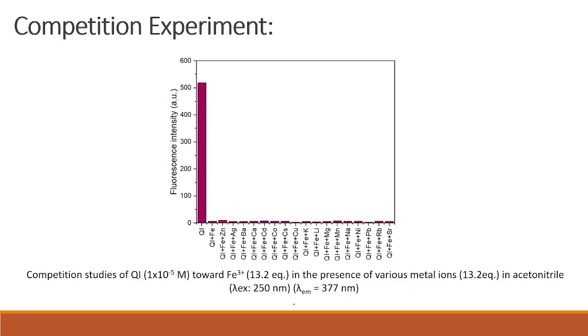A competition experiment of iron ion shows that in the presence of other metal ions, the Qi sensor exhibited a strong tendency toward iron ion. The presence of other metal ions that might interact with the ligand, such as cadmium or zinc, caused no interference to the fluorescence emission induced by iron ion. And this proved that the Qi sensor can easily distinguish iron ion from other metals.